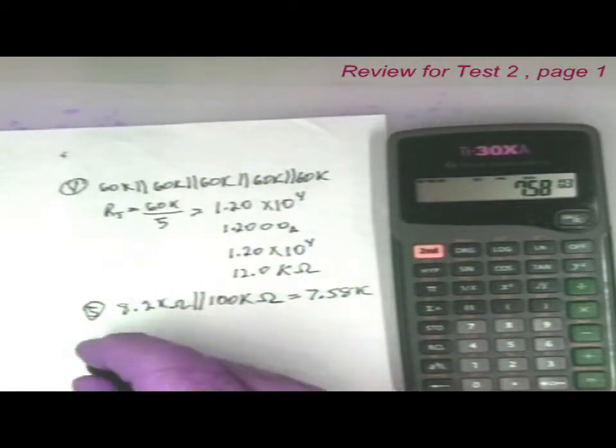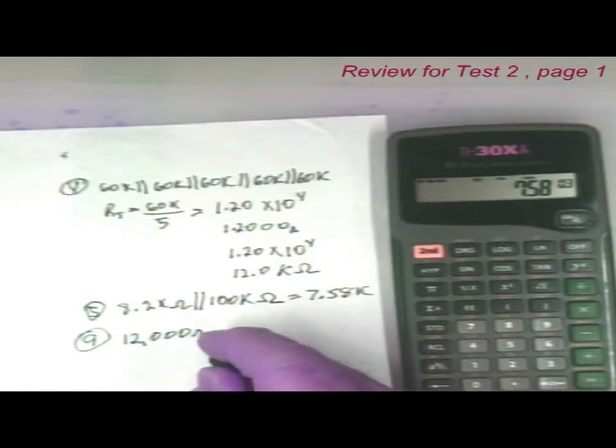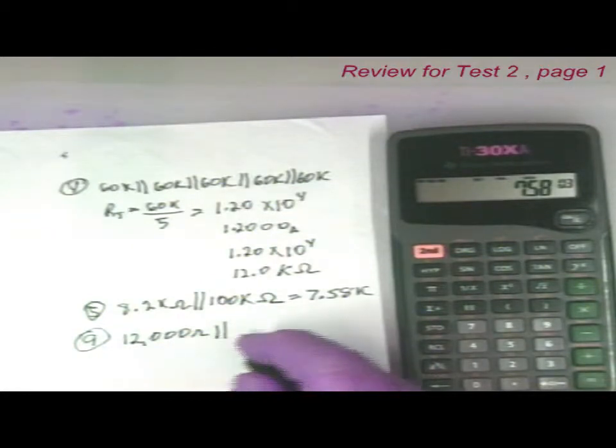Okay, number 9. Let's do number 9. Okay, number 9 says 12,000 ohms in parallel with 9,000 ohms.